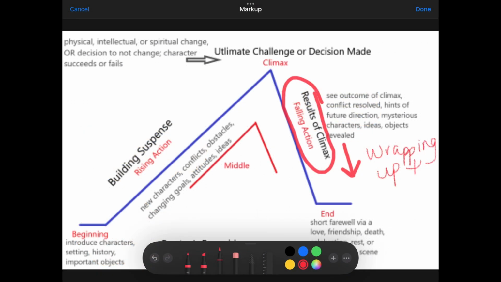At this point, we're at the later half of the book, which is the results of the climax or the falling action. This is where we'll see either the conflict be resolved or hints at what will happen in the future. Any mysterious objects or characters or ideas are revealed here.